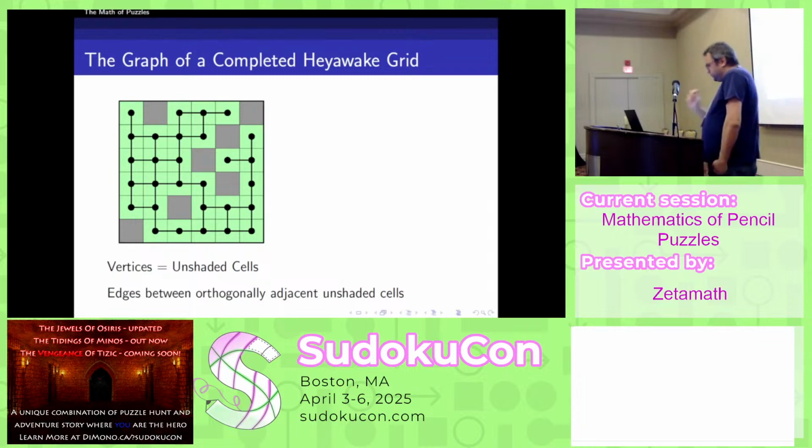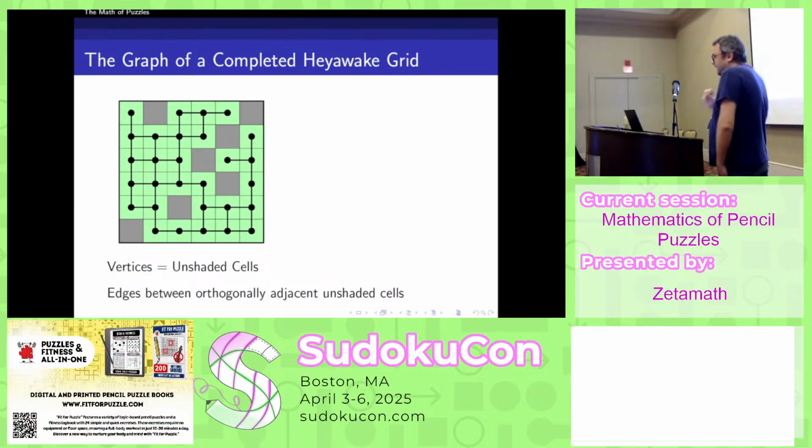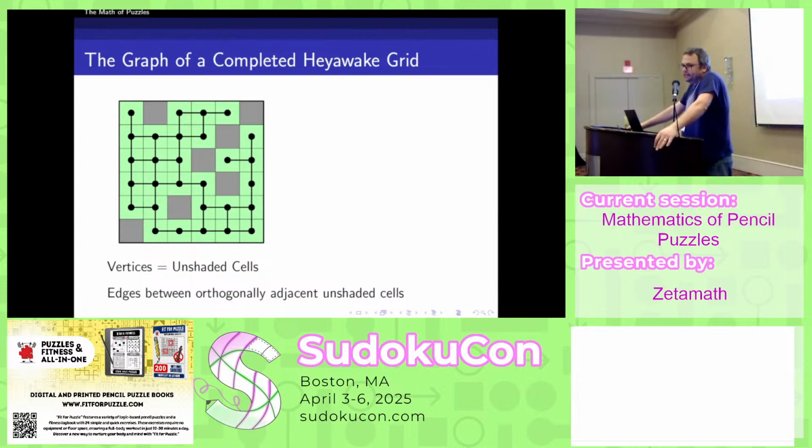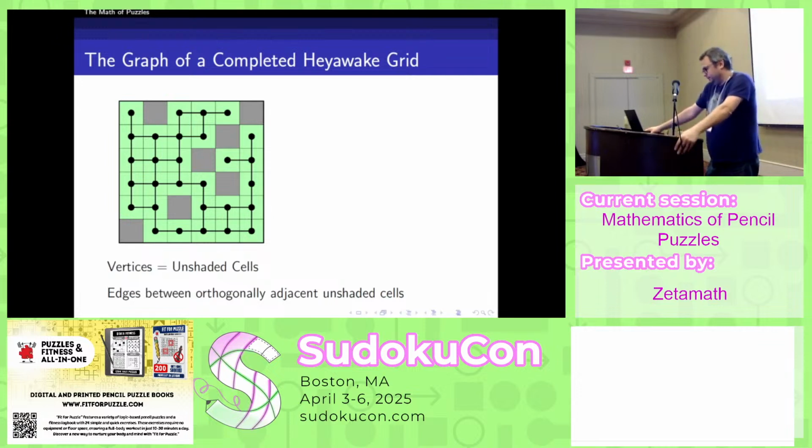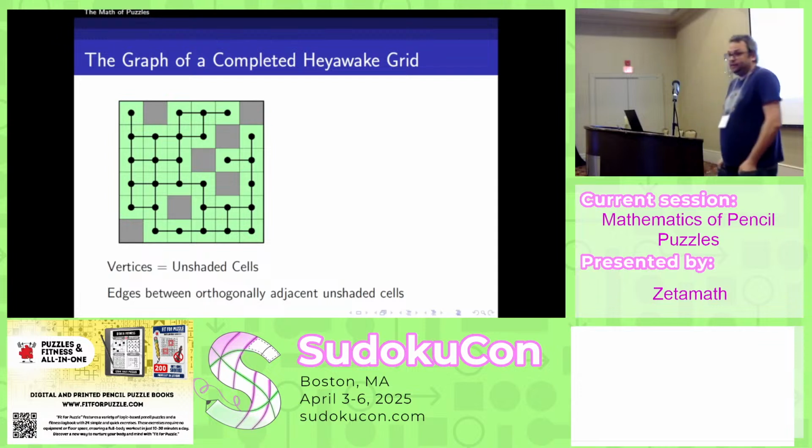So the pressure here, the thing we're going to be interested in thinking about that's going to lead to the questions that are going to lead you to think about penalty theory is, what are the consequences of the fact that the graph has to be connected? In other words, I have to be able to get from any vertex to any other vertex, because that is one of the rules of Heyawake.